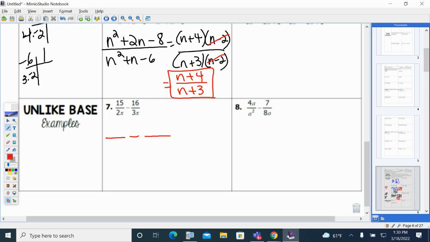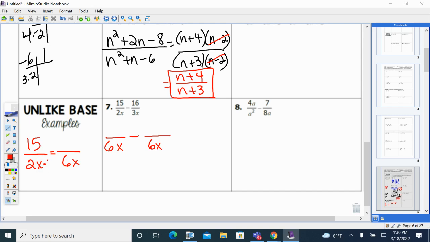So when I look at 2 and 3, think of your common multiple, like the first common multiple that you would come to that they both divide into, well, that's going to be 6. And as far as the variable is concerned, x is big enough. They both just have 1x. So 6x is our common denominator here. And then from there, how does 2x become a 6x? Because what we have to do is write the equivalent fraction now.